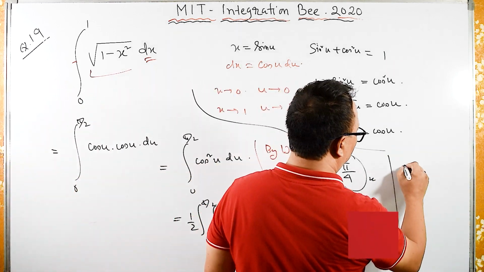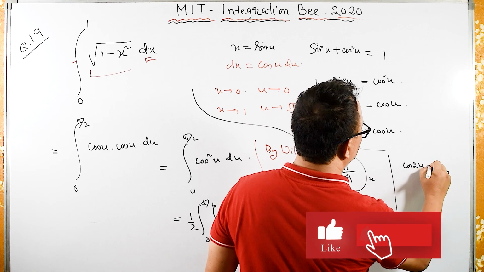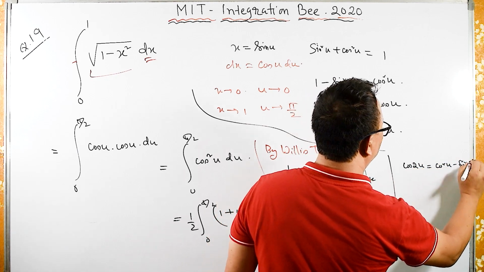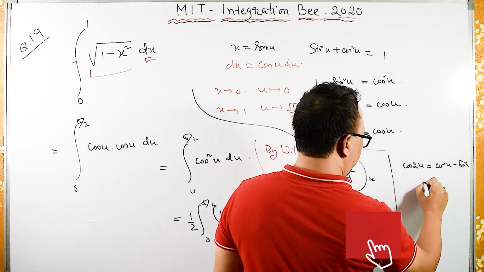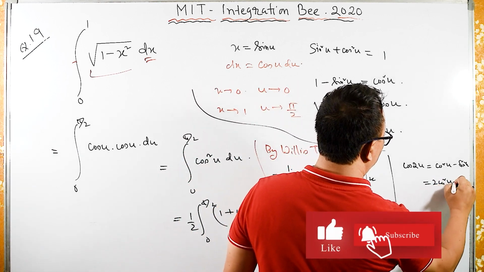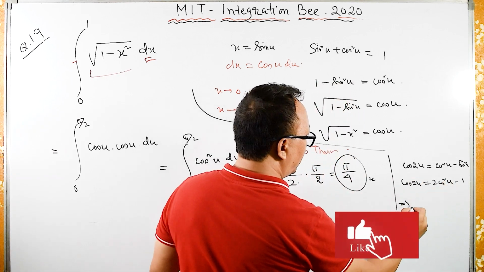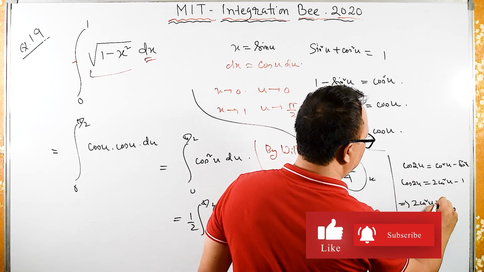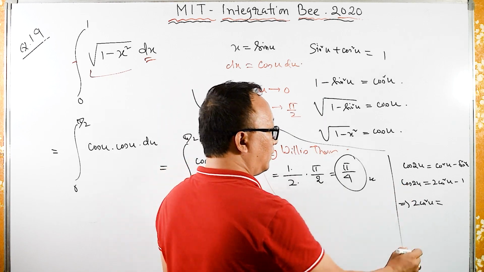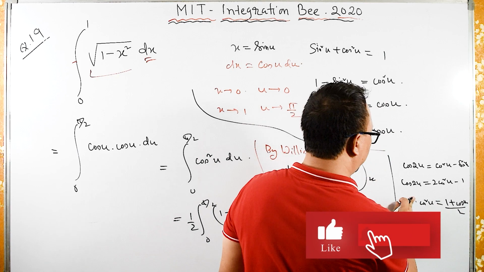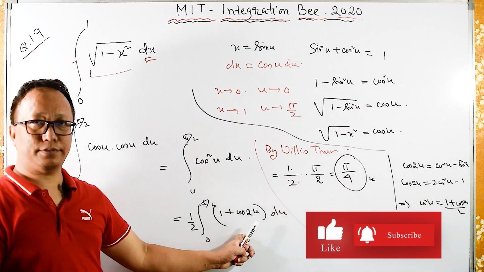From here we have, because cos of 2u is the same as cos square u minus sine square u, and this is the same as 2 cos square u minus 1. We have cos of 2u. From here you can find 2 cos square u is the same as 1 plus cos of 2u, so 1 plus cos of 2u upon 2 is the same as cos square u. This I am using over here.